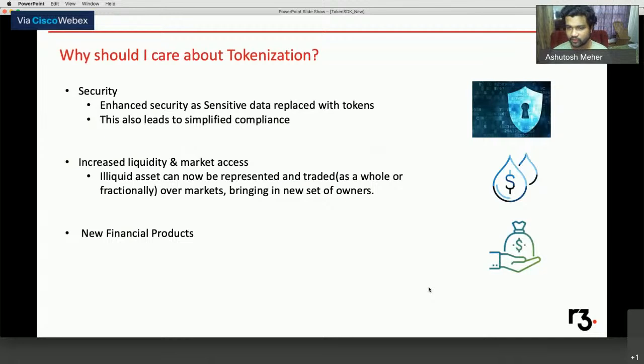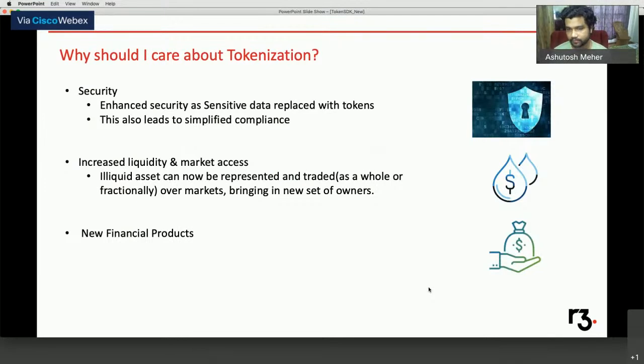Which also leads to reduced compliances, because we know that there are a lot of compliance rules which we need to follow when we develop a system of this sort which carries sensitive information. Now, if we have something like a token, then that compliance scope reduces, because if there is no sensitive data, then obviously less compliance to follow, right?